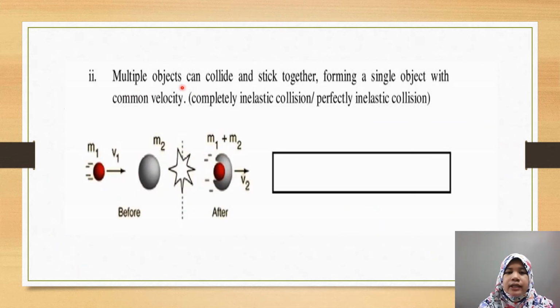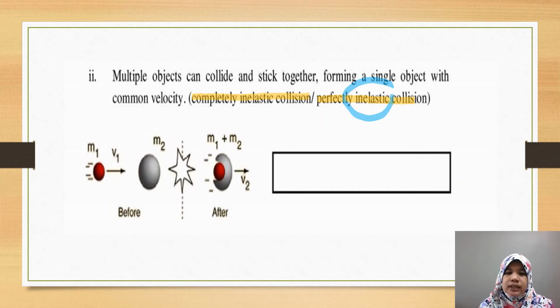For the second case, if we have multiple objects collide and stick together forming a single object with common velocity. Alright, so ini adalah case di mana kalau dia sebut completely inelastic collision, ataupun berlakunya perfectly inelastic collision. Alright, awak kena tahu which is tak semestinya inelastic collision ni dia akan stick together.